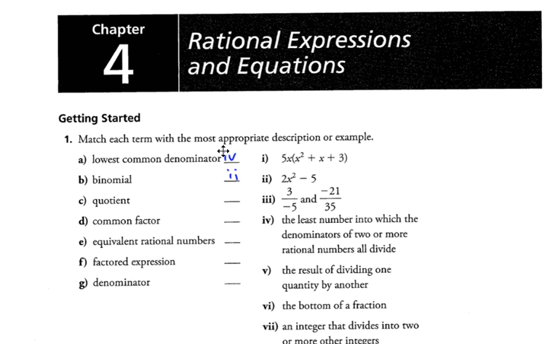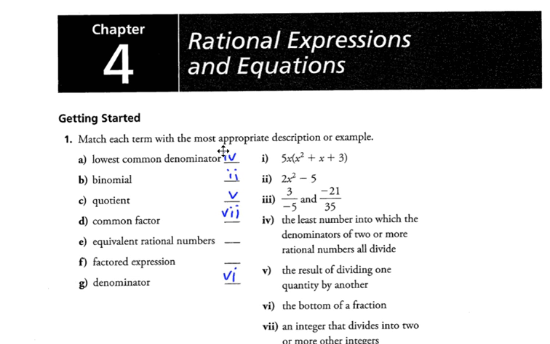Quotient. The bottom of a fraction. No, that's not bottom, so that's denominator. Oops. 4 is not 4. 5. The result of dividing one quantity by another. Yes. Common factor. An integer that divides into 2 or more other integers. Yes. That would be 7.